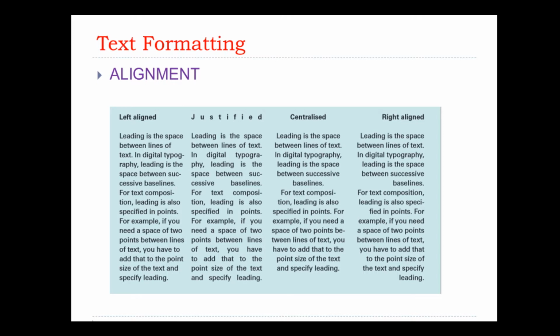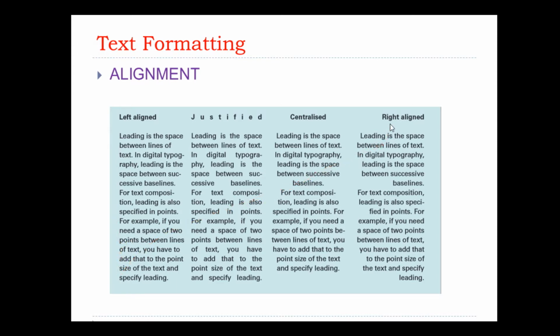Initially we will talk about alignment. There are four common kinds of alignment which are used: left aligned, justified, centralized and right aligned. In the left aligned option, a particular common point of focus is the left hand side of the margin. In the sense, in the left aligned option, we are following a common alignment for the left hand side of the text matter.